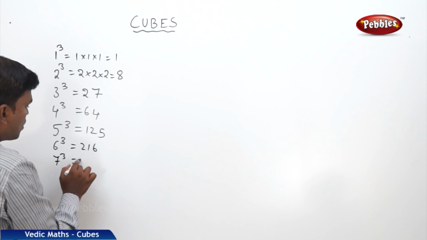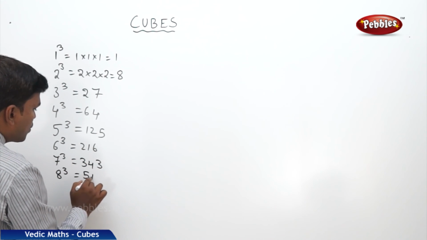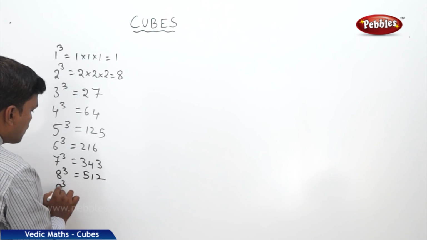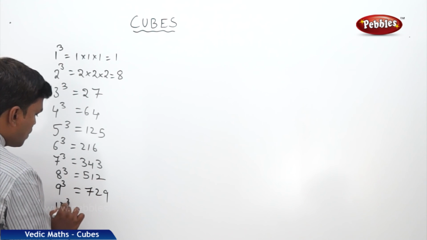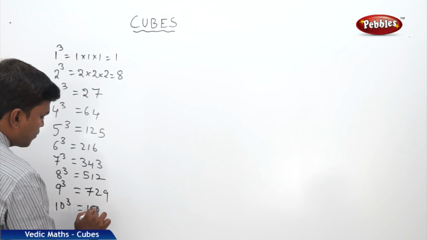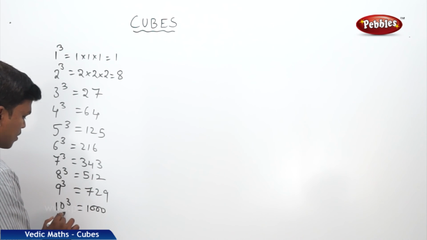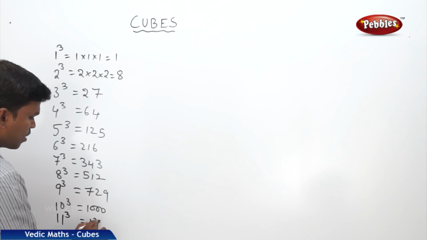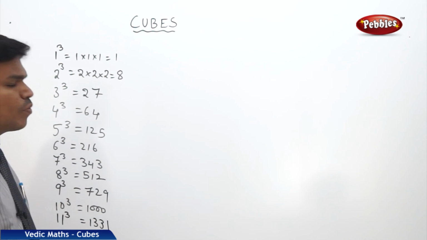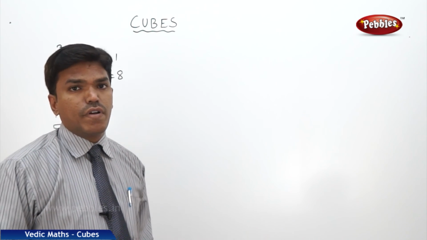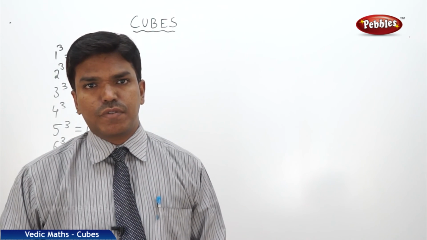7 cube, 343. 8 cube, 512. 9 cube, 729. Finally 10 cube, 1000. It is better to know one more cube, that is 11 cube, 1331. So these are the values of the cubes from 1 to 11. Now we will discuss how to find any double digit number's cube value.